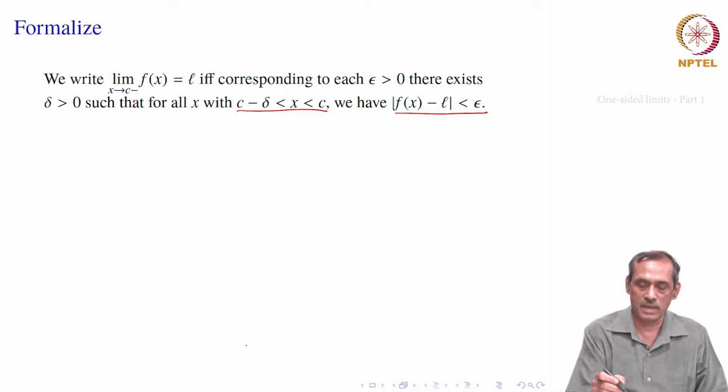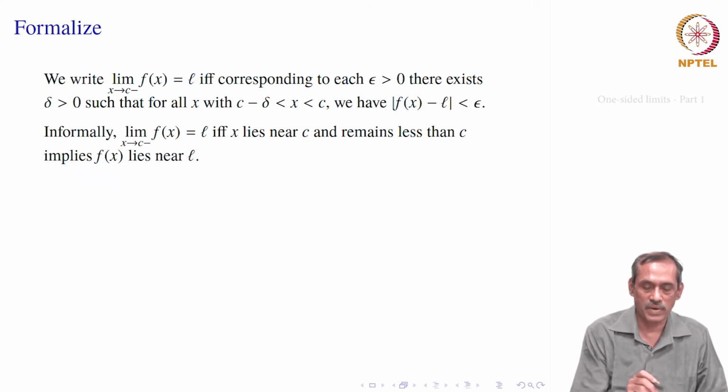Recall that earlier in the limit definition, we would have taken c minus delta to c plus delta, leaving the point c. If again this condition is satisfied, mod f x minus L is less than epsilon, then we would have said limit as x goes to c of f of x is equal to L. Now, it is a one sided limit. So, we are only concerned about points which are near c, not equal to c, and to the left of c. That is how you are taking.